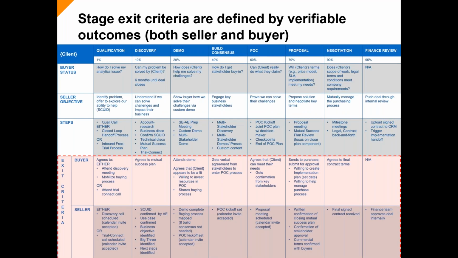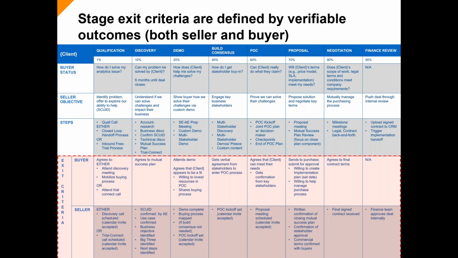This is aligning on sales stages, and not just what are our stages if you look across the top, but aligning on what are the expectations for each stage. What do my exit criteria look like? And if you notice at the bottom in red, what we typically see is very common to have exit criteria that are seller focused. So what is the rep doing at each stage to move a deal forward?